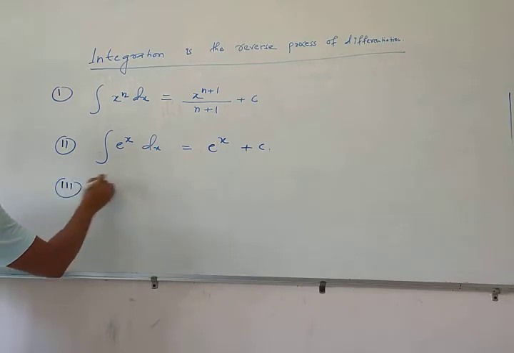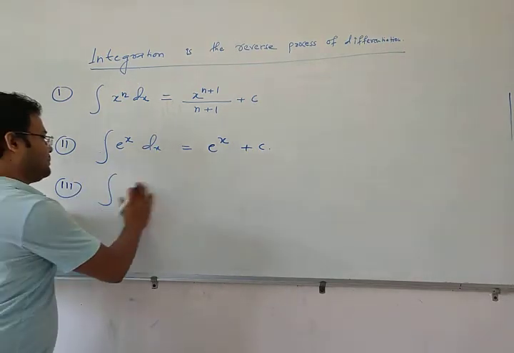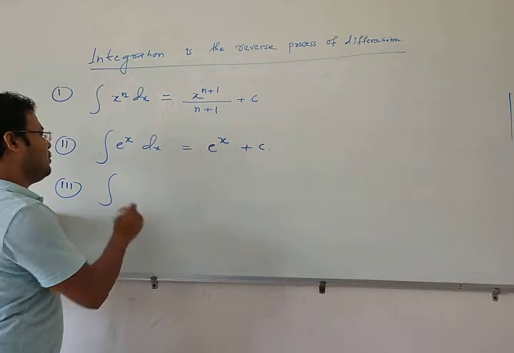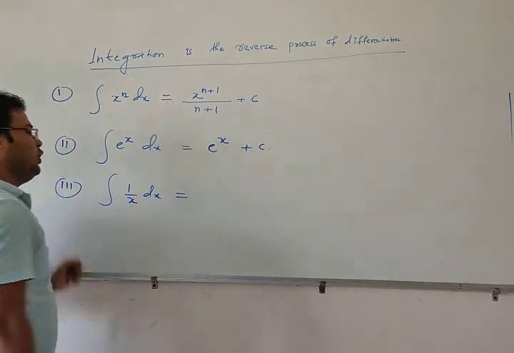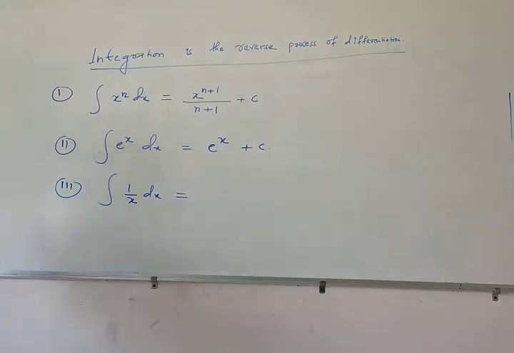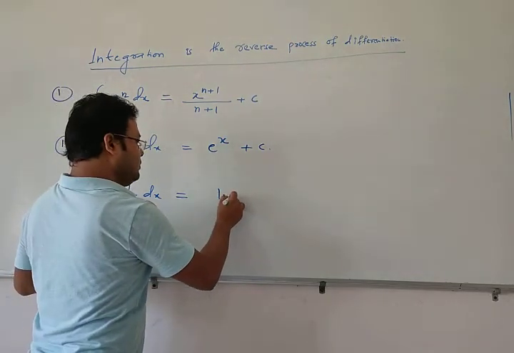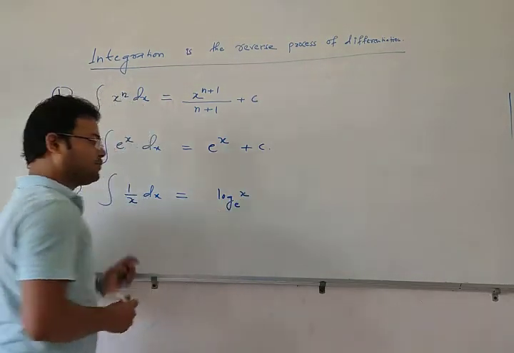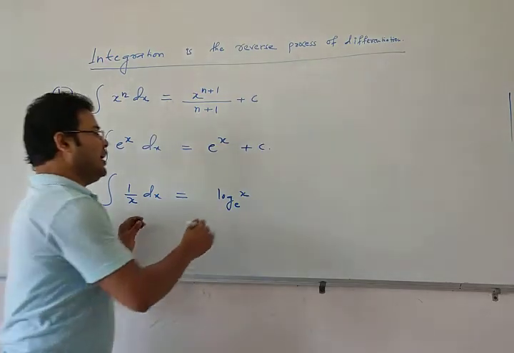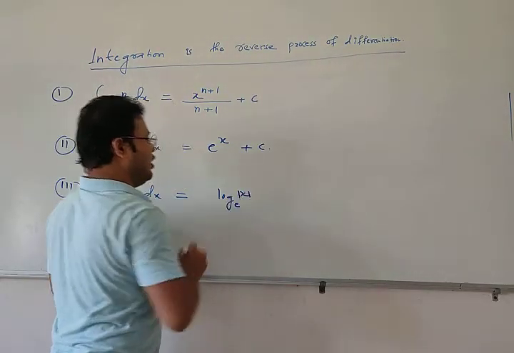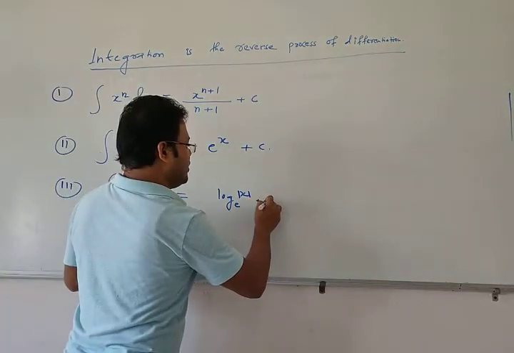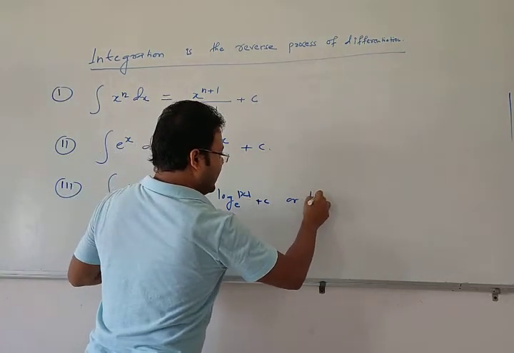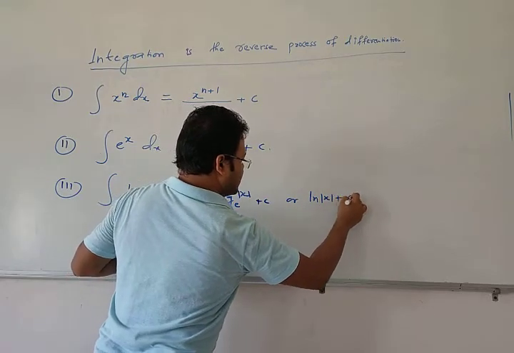Number 3. Integration of 1 upon x with respect to x. We know that the differentiation of log x is 1 by x. So the integration of 1 by x is log x base e. But here we always write x in mod. That is, we always write log mod x base e. It is also written as ln mod x plus constant term c.